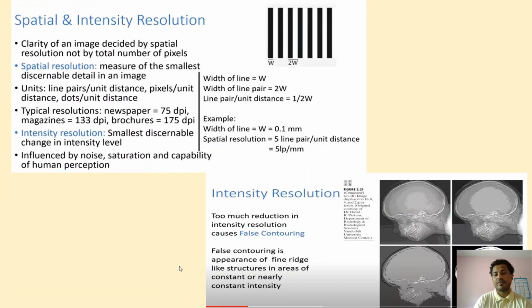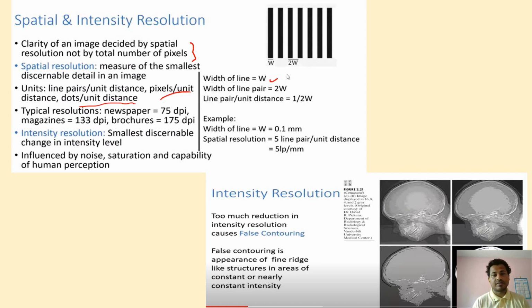Now, in machine vision systems which robots use for optical sensing of food particles, spatial and intensity resolutions are two important parameters. The clarity of an image is decided by spatial resolution, not by the total number of pixels. Spatial resolution is the smallest discernible detail of an image, represented by line pairs per unit distance, pixels per unit distance or dots per unit distance.